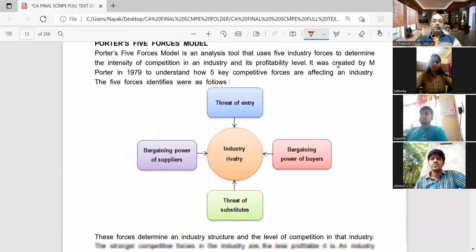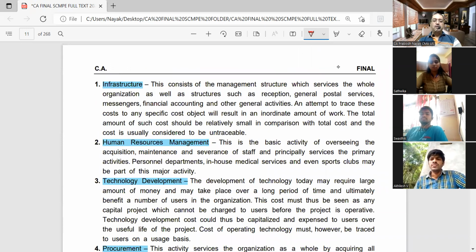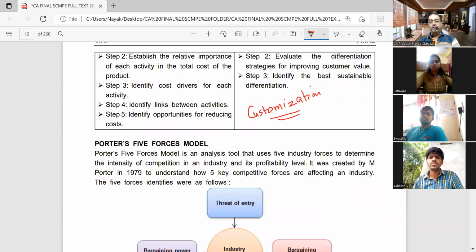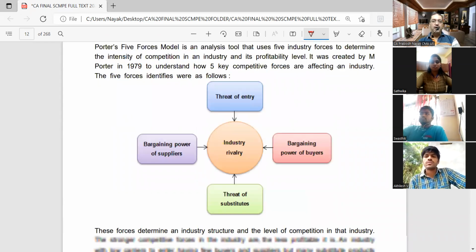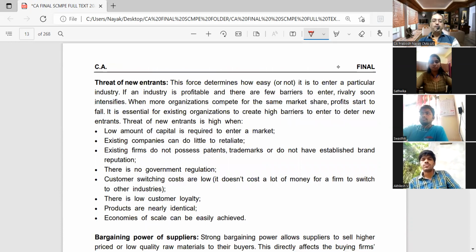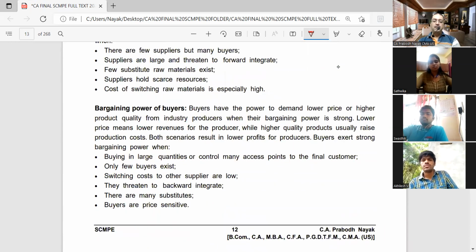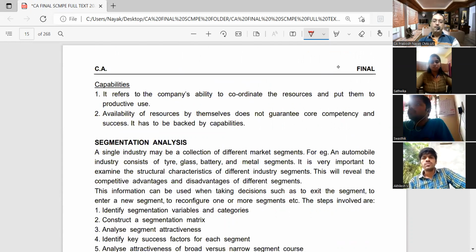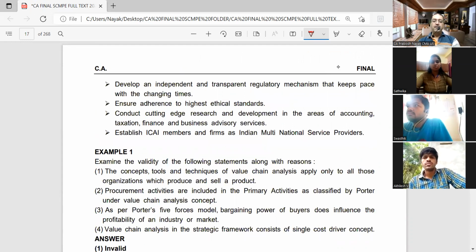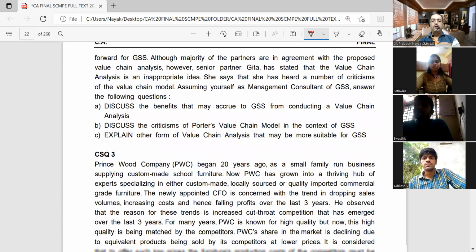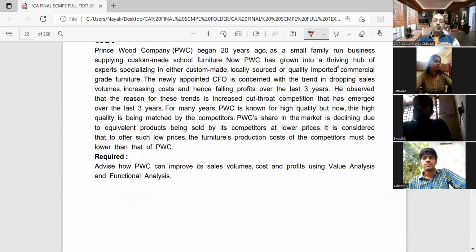Okay. So we'll stop here for today. Tomorrow, we'll complete this Porter's 5 force model, which has been done in our inter-CA SM strategic management, but we'll do that again from this point of view. And I will be taking up a few case studies tomorrow, because we have a lot of case studies to be done. You can see here we have case study 1, case study 2, case study 3. So all these 3 case studies we'll do tomorrow.